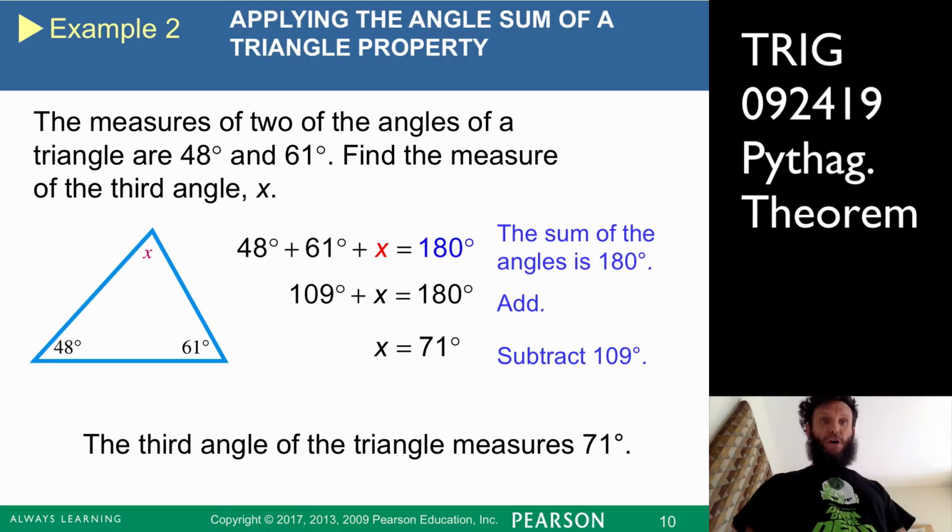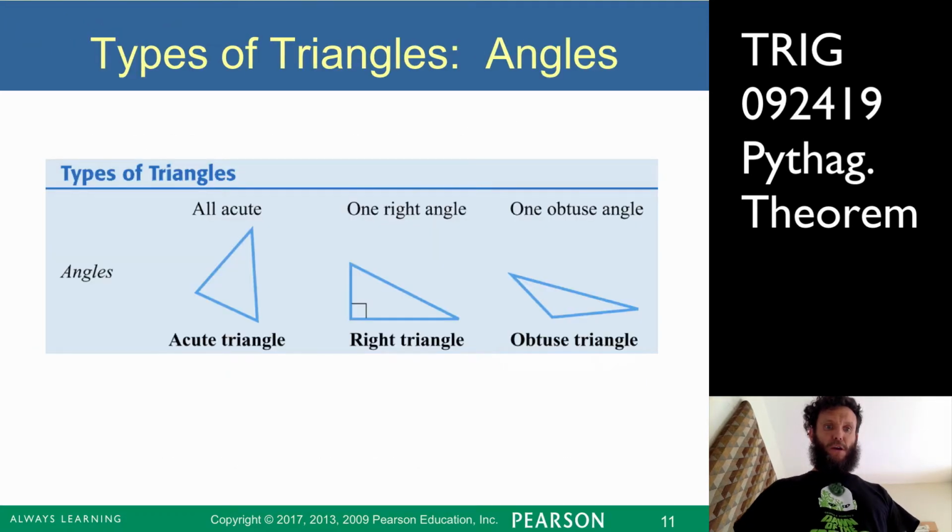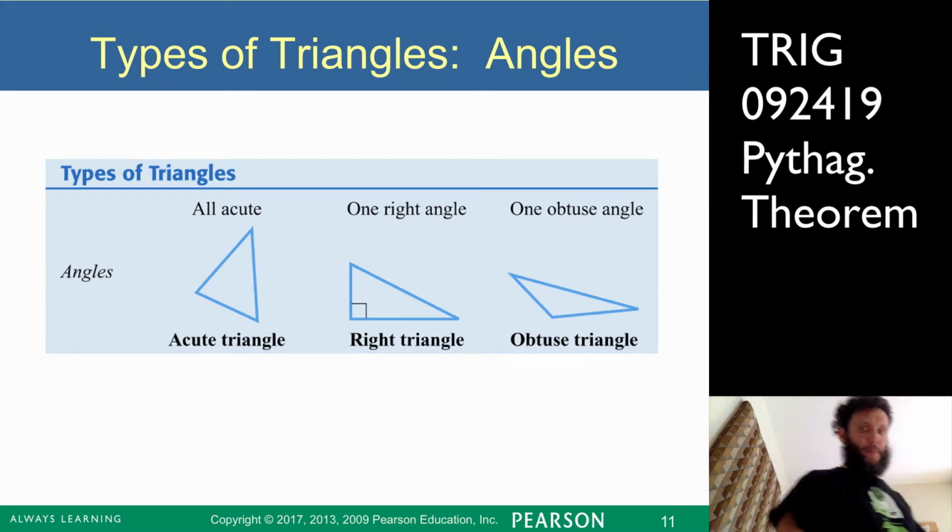Okay. So everybody verify that the two angles, you add them up, and then the third one is minus 180. You get the answer. All right, so that's that lesson. Next, types of triangles.